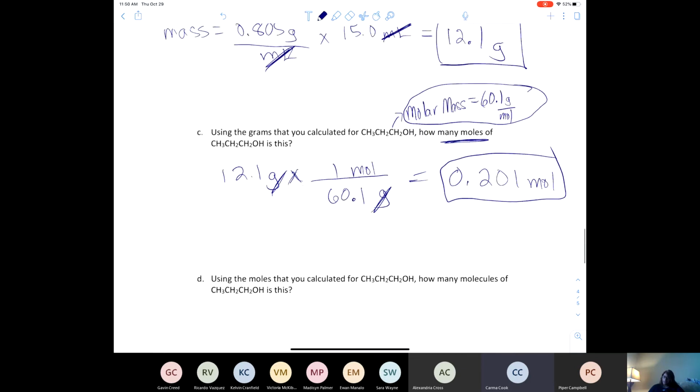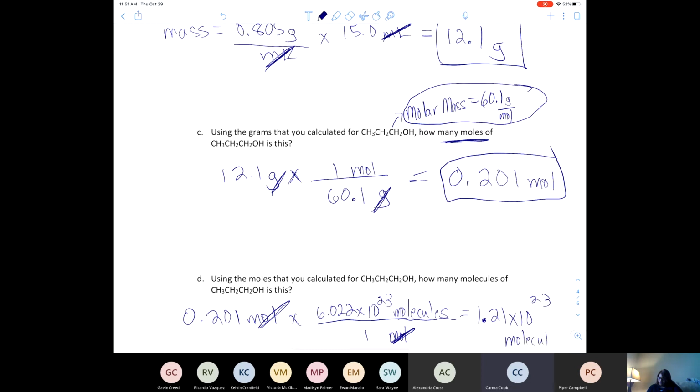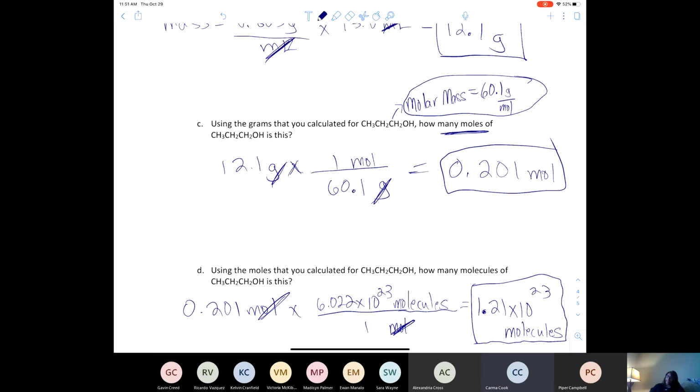And then we can take the moles and convert to molecules by multiplying by Avogadro's number. The moles cancel, so take 0.201 and multiply by Avogadro's number. And that is an example of the third type of calculation.